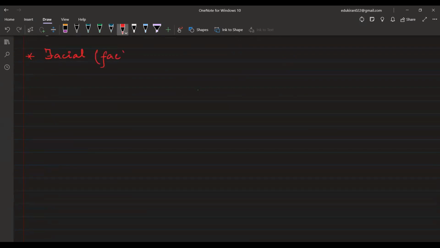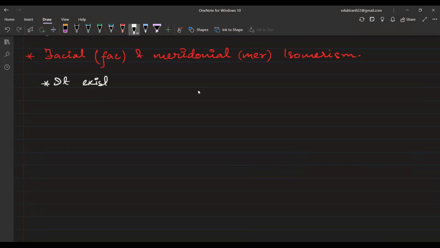Facial, that is FAC, and meridional. Meridional is MER. Isomerism. By the first point here, it exists only in complexes of M A3B3 type. M A3B3 type. Right, next point.